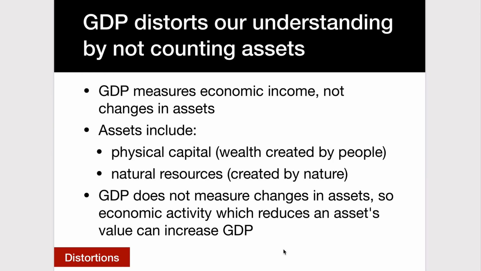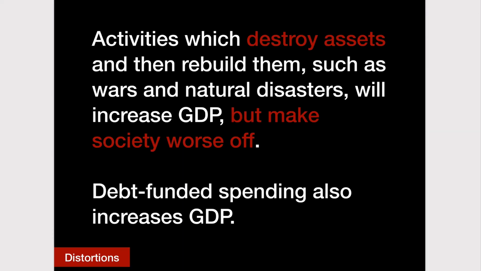It's very strange. Here's what this means. Activities which destroy assets and then rebuild them, such as what happens typically in wars and natural disasters, will increase GDP, but it makes society worse off. The same is true for any debt-funded spending. That will increase GDP, but there's no sense of, well, society just increased its liabilities and those have to stand against the assets. So GDP doesn't count assets or liabilities. This leads to some pretty strange things.